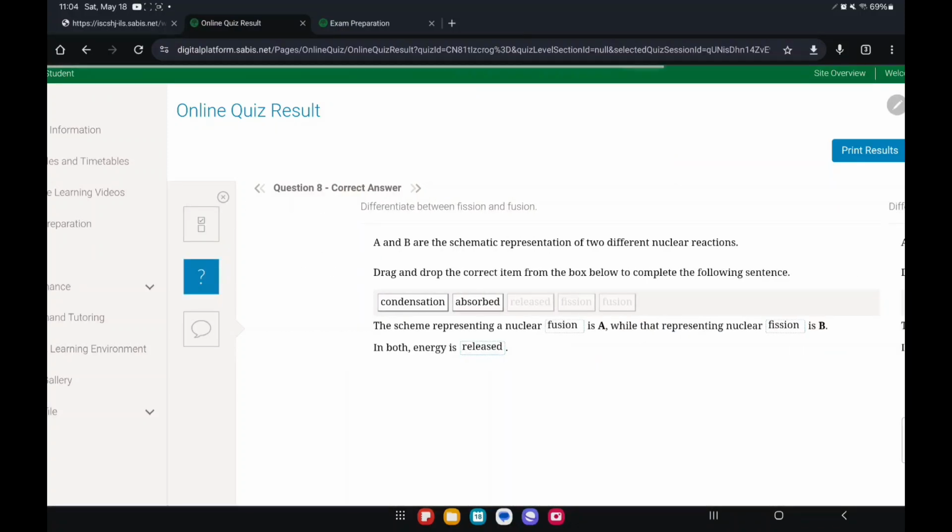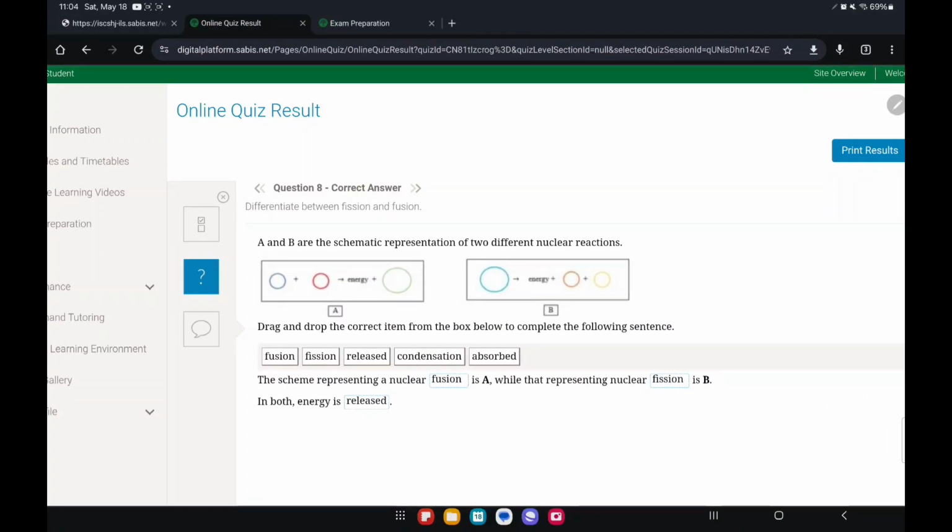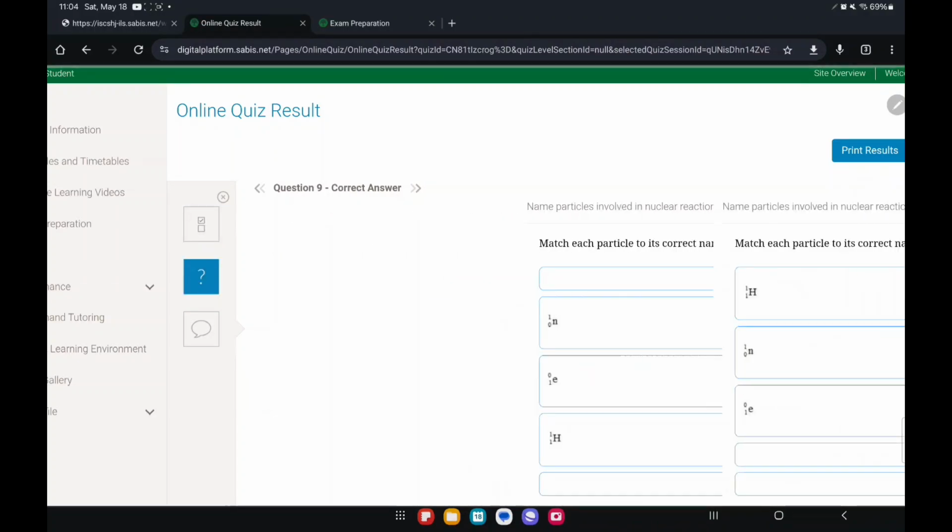Question 8. Which one's fusion, which one's fission? Obviously, when they're fusing together to form one big one, that's fusion. So A is fusion. And when it's breaking down, split into two different ones, that's fission. And in both of them, energy is released. You can see by energy being written after the arrow, so that means it's being released.